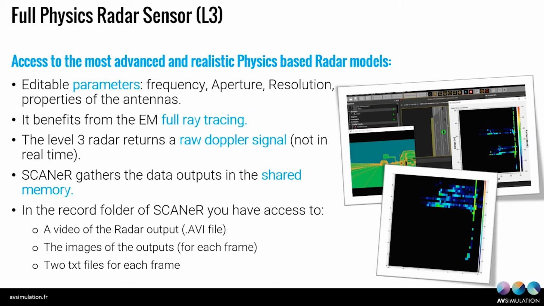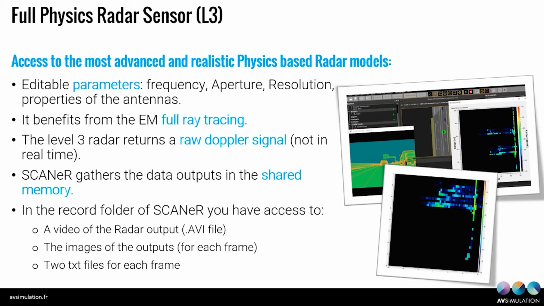Also, at this level of modeling, what is important is that we are able to simulate the coupling of the different elements of the scene. So that's a very general description of this full ray tracing, but what you will have inside SCANeR Studio as an output is a raw Doppler signal. That means that you will have access to the information on the Doppler speed and the range of the targets as an output for the radar level 3.